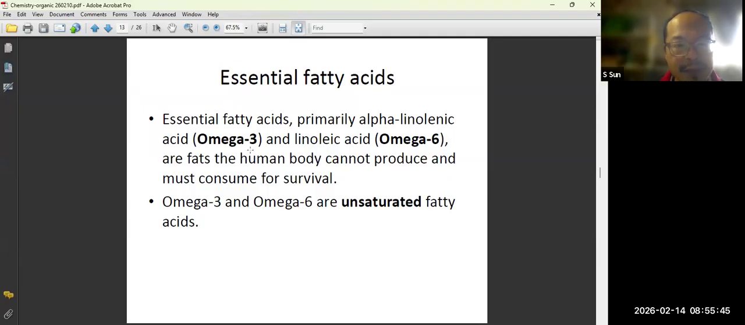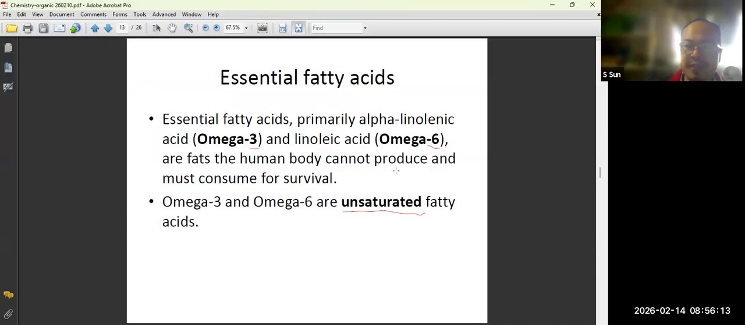Why do we have this number 3, number 6? It is because these essential fatty acids, omega-3 and omega-6, contain a carbon-carbon double bond at carbon 3 and carbon 6. So these essential fatty acids are unsaturated fatty acids.